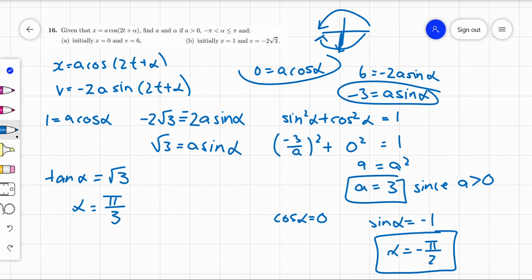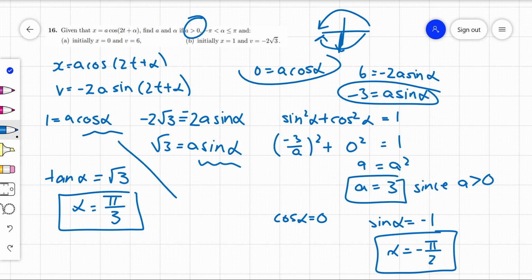Remembering that it says a is positive, you can see that sine alpha has to be root 3 on a, so sine alpha has to be positive, and cos alpha is 1 on a, so cos alpha is also positive. So we're in the first quadrant, which is fine. So alpha is pi on 3 is fine. That's what I want. All right, putting that back into, let's put it in this one, looks simple. So 1 equals a cos 60. Cos 60 is a half, so let's times both sides by 2, and I get a equals 2. There.